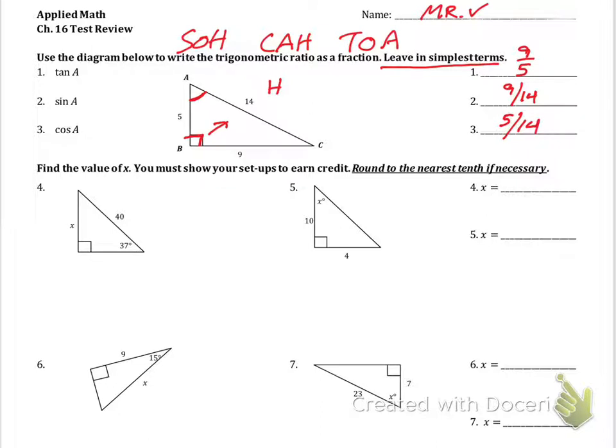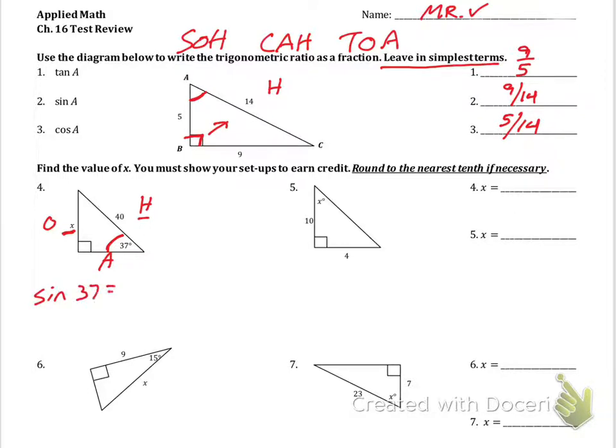All right, so now we got to find the value of x. So I got to start here with the 37 degrees. I know this is my hypotenuse. This is going to be opposite. This will be adjacent, okay? We're looking for the x right there. So I know the x is opposite and I have a hypotenuse. That's what's given to me. So I'm going to use sine.